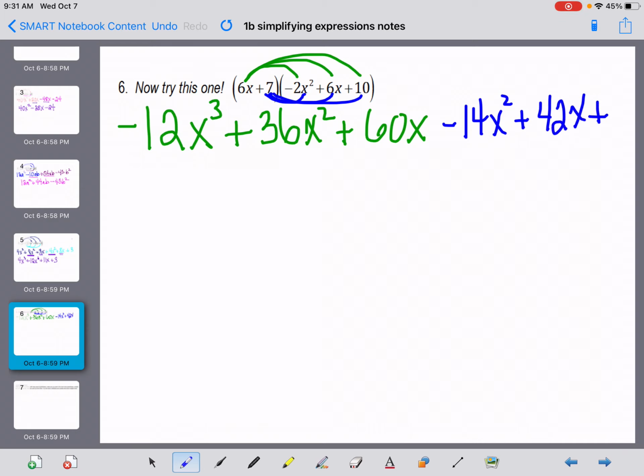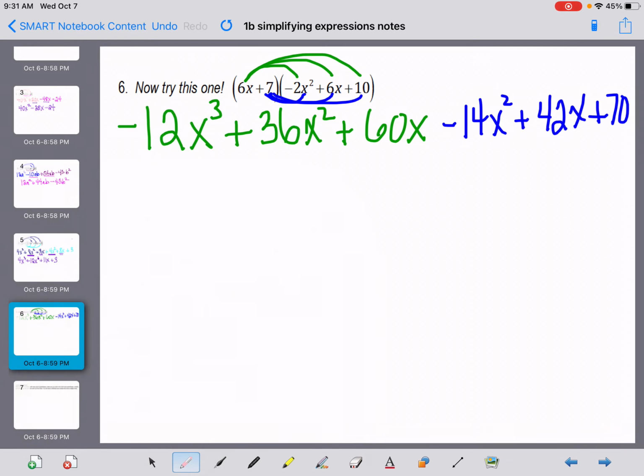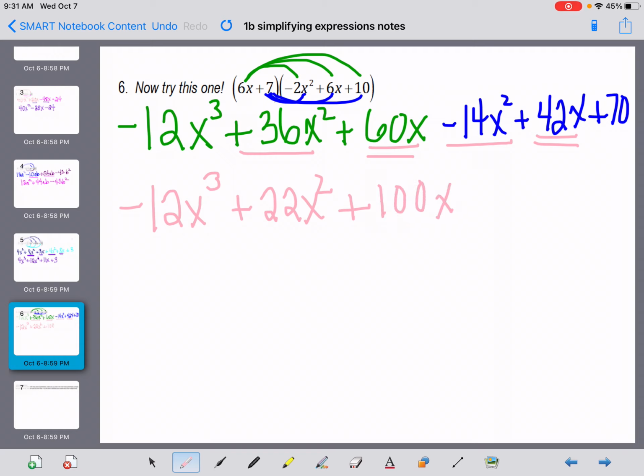So now we've gotten that far, and what we need to do is we need to find our like terms now. There's nothing alike with the negative 12x cubed. But we've got a 36x squared minus 14x squared. 36 minus 14 is 22. We've got a 60x and a 42x. When we add those together, we get 100x. Notice how I'm keeping the variable, and then the plus 70.